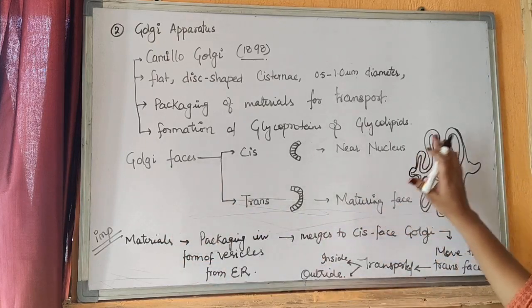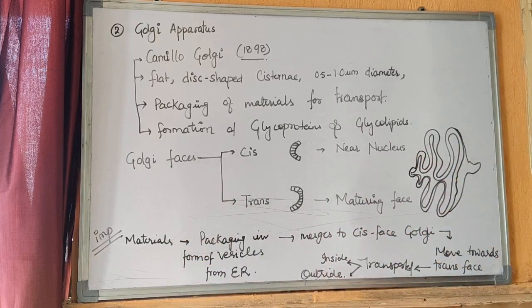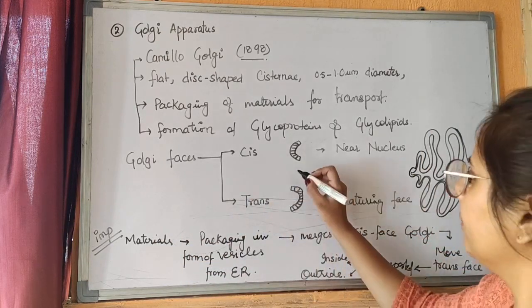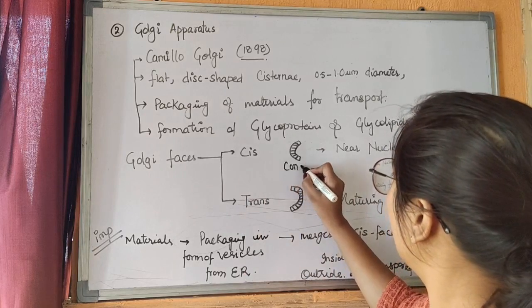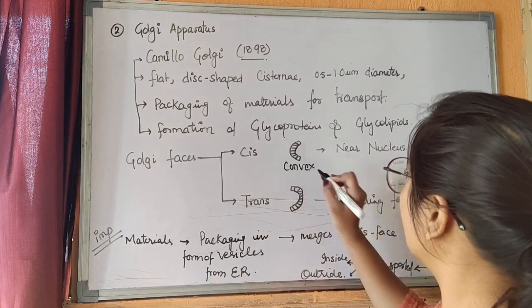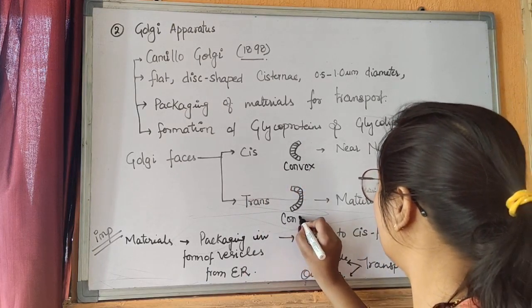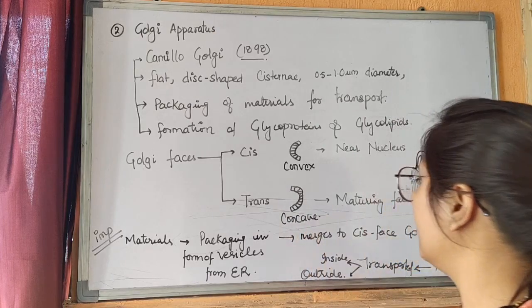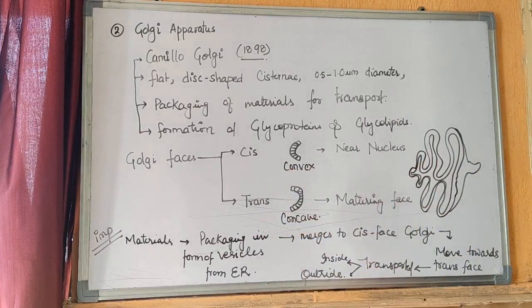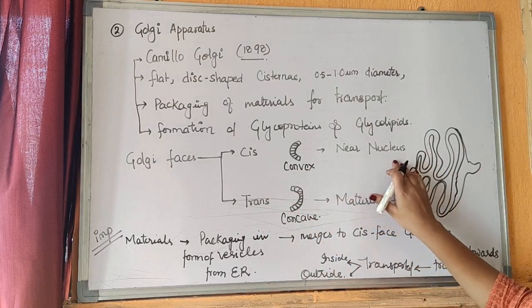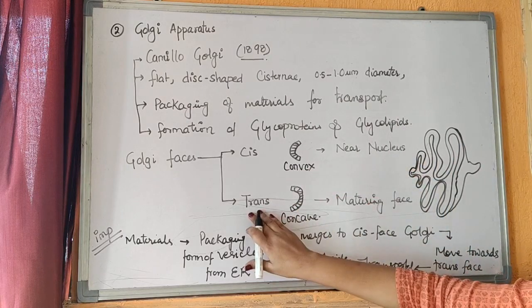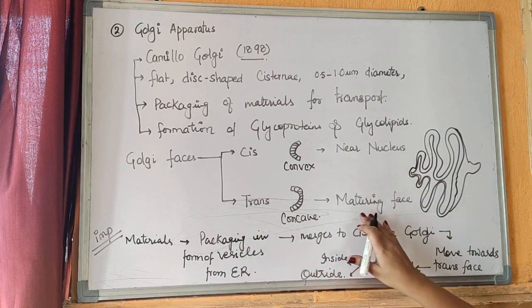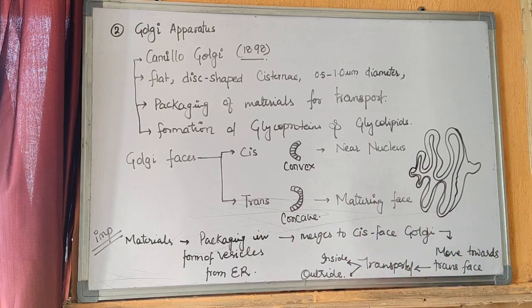Golgi is a disc-shaped cisternal structure and it has two faces, the cis face and the trans face. The cis face is convex and the trans face is concave. The cis face is near the nucleus, while the trans face is concave and it's called the maturing face.